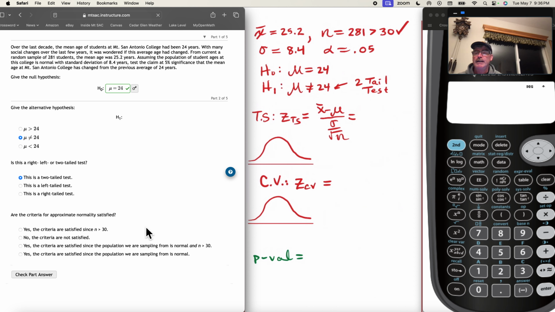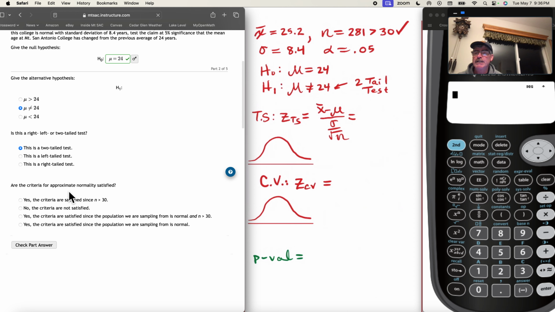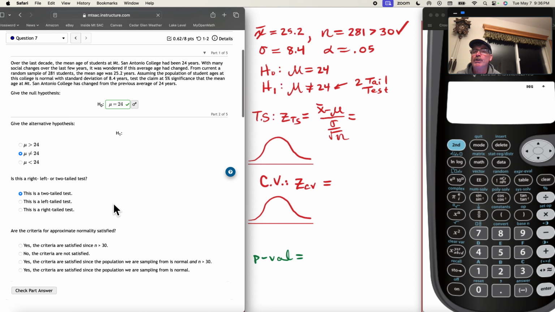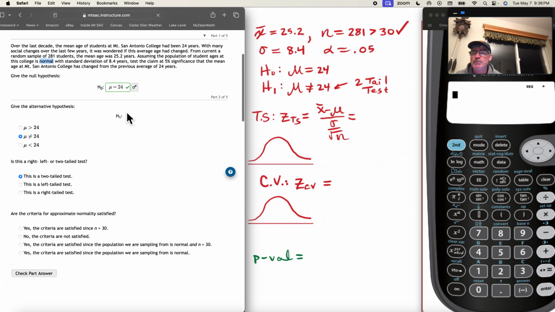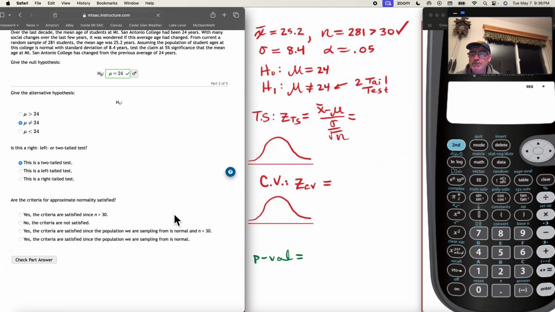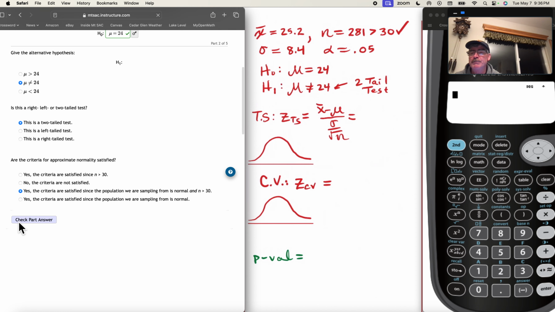Okay, and are the criteria met? Well, we actually had two things happen on this. It did have a sample size bigger than 30, but also the population was normal up here. So we can say both of the criteria were satisfied, and you only need one. So it says, yes, the criteria are satisfied since the population we're sampling from is normal and n is bigger than 30. So that's great. Two criteria met. You only need one.